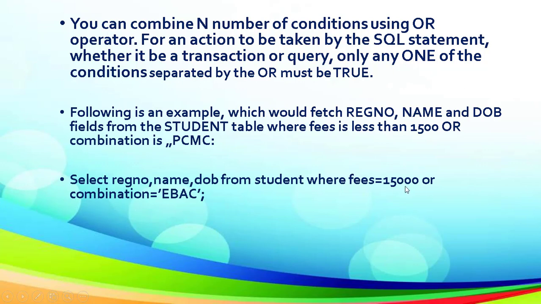If either one of the conditions is satisfied, that is fees is 15,000 and the combination is some other combination also, the data will be displayed. Or the combination is EBSC and the fees is less than 15,000 also, the data will be displayed. Either one of the conditions should be satisfied in order for the data to be displayed. For example, I have told here to combine n number of conditions using the OR operator. Then in that case, if any one of the conditions separated by OR is true, then also the data will be displayed.